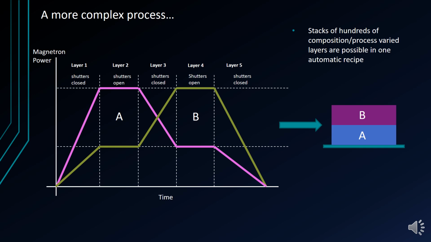You could, for example, also leave the shutters open during layer 3. While the powers are ramping, you'd make a composition gradient across its thickness as the rates swap with each other during the ramp. Very many variations of this basic idea can be done.